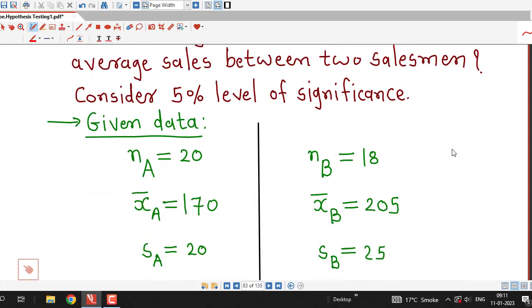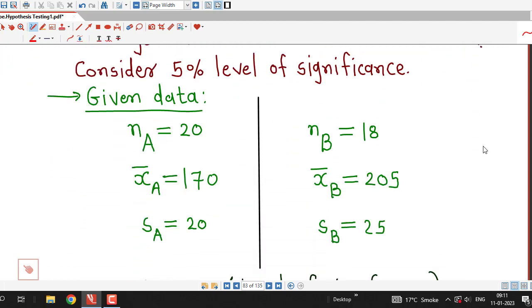So first we write the given data. We denote number of sales for salesman A by n suffix A, average sales for salesman A by x bar suffix A, and sample standard deviation for salesman A is denoted by s suffix A, and same thing for salesman B.